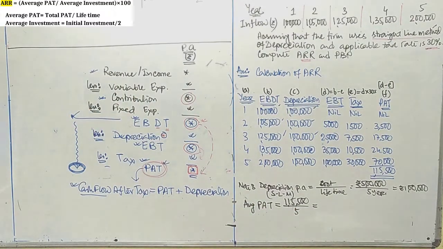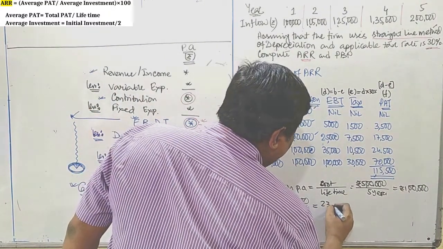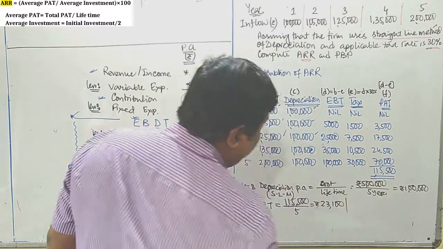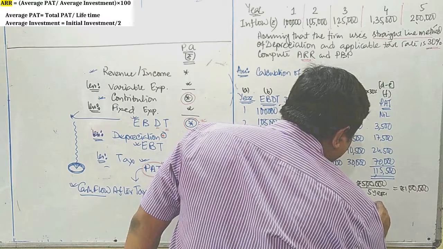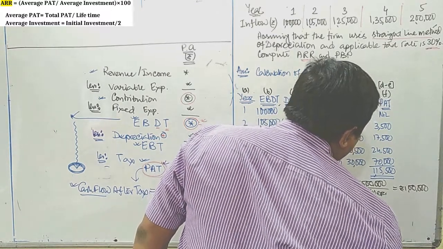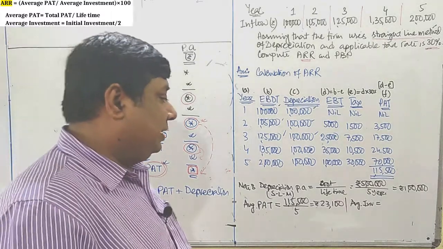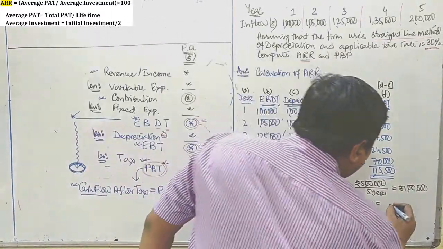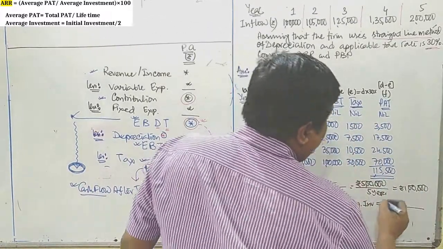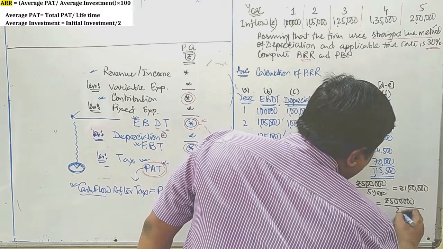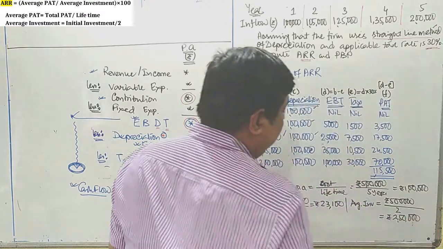1,15,500 divided by 5 years. Average PAT, that is 23,100 rupees. Similarly, average investment. How to calculate that average investment? The formula, as I said earlier, is initial investment divided by 2. What is our initial investment? Our initial investment is 5 lakh rupees, and that 5 lakhs divided by 2 is 2,50,000.